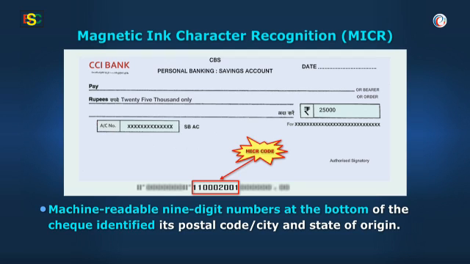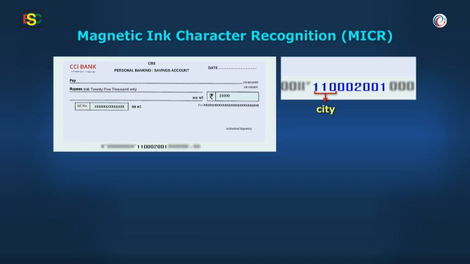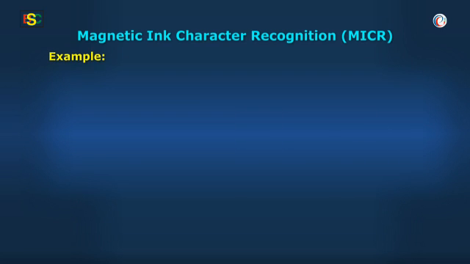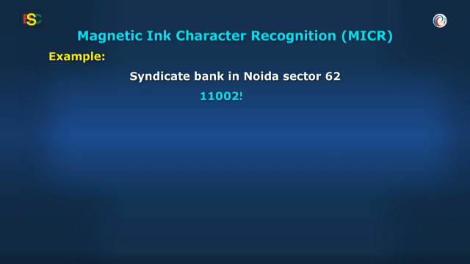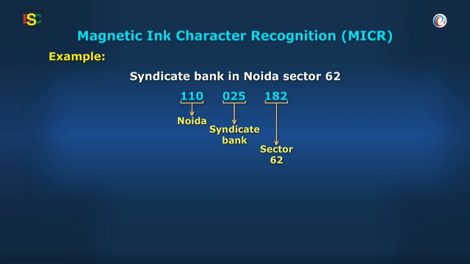Vidya, always remember, first 3 digits denote the city, 4 to 6 digits denote a particular bank, 7 to 9, that is, last 3 digits denote the branch code. For example, MICR of Syndicate Bank in Noida Sector 62 is 1100258182: 110 for Noida, 025 for Syndicate Bank, and at last 182 for branch, that is Sector 62.